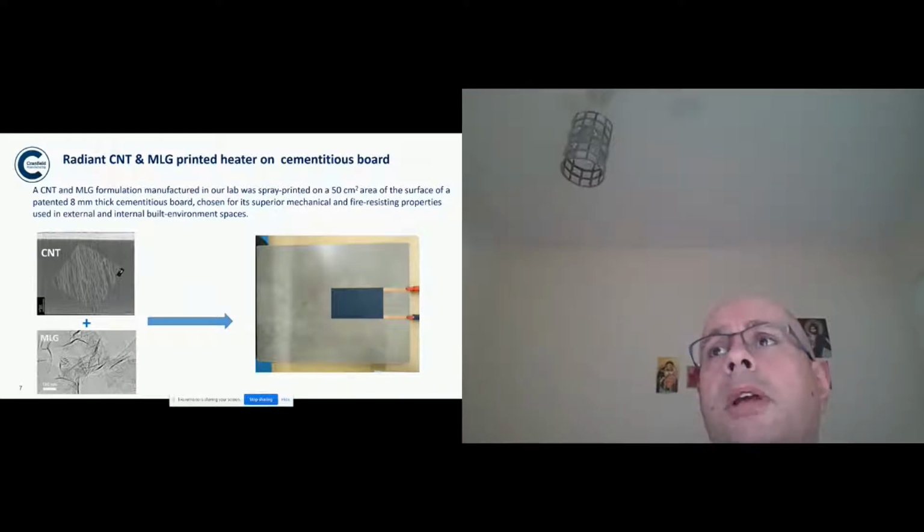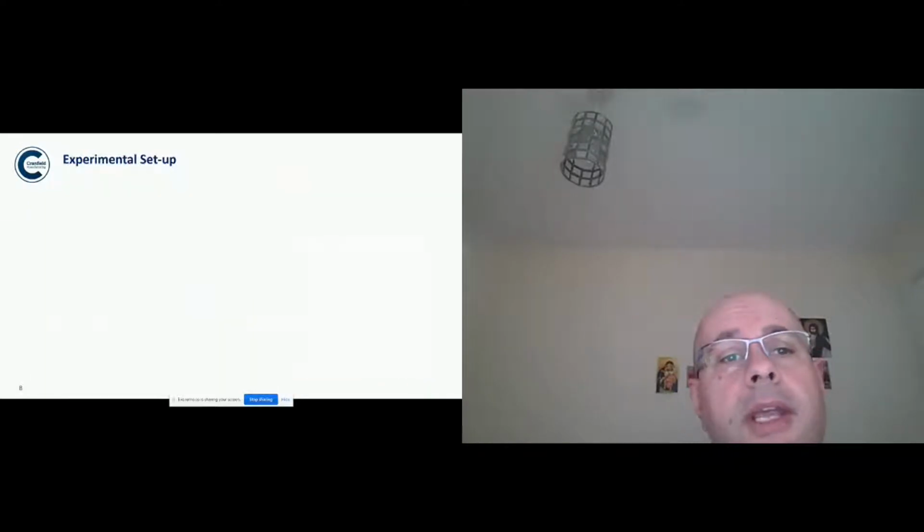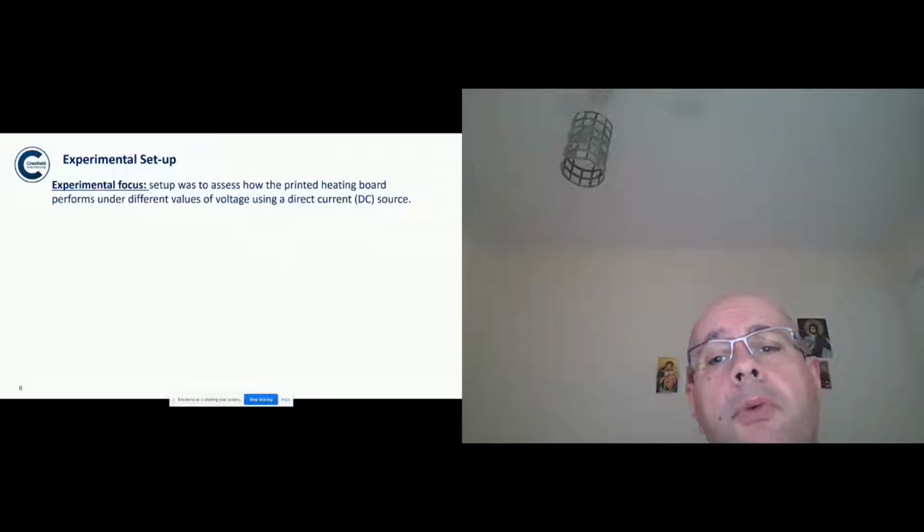Using some copper channels for conductors, we then proceeded to test the printed heater. Our focus was to assess how it would perform under different values of voltage, to try and characterize its properties as a heater using a direct current source.